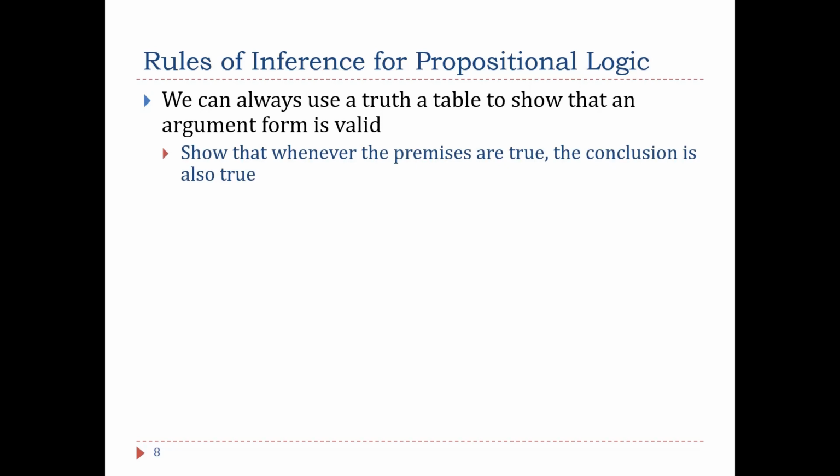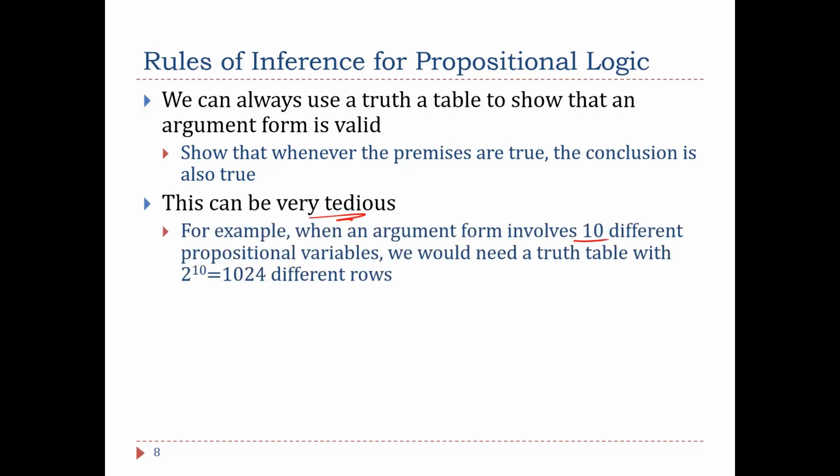So we show that whenever the premises are true, then the conclusion is also true. But this can be very tedious, you know it already, because for 10 different propositional variables, you end up having 1,024 different rows. Okay, so it's not practical. In general, you will end up having 2 to the power n rows whenever you have n different variables. And this is really tough when done on paper, and even for machines when we get a large number of propositions, such as 56 propositions or 128 propositions, something like that.